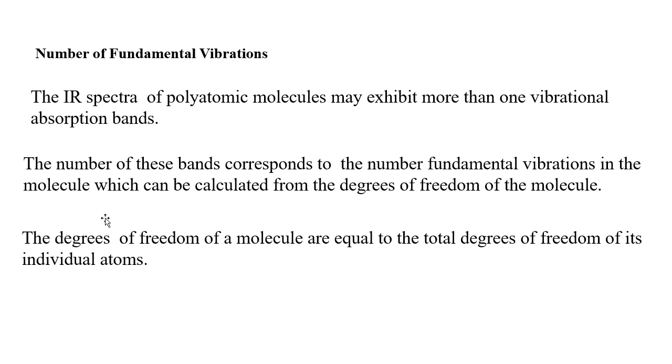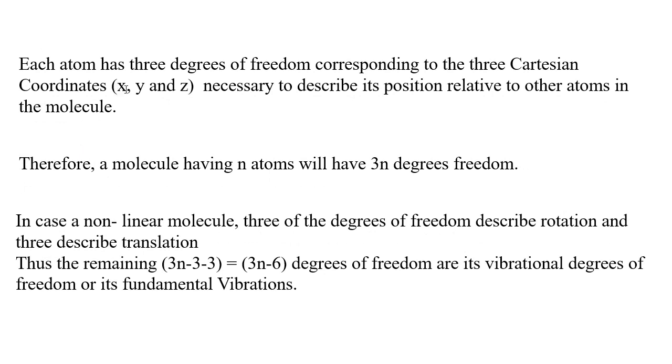The degrees of freedom of a molecule are equal to the total degrees of freedom of its individual atoms. Each atom has 3 degrees of freedom corresponding to the 3 Cartesian coordinates x, y and z necessary to describe its position relative to other atoms in the molecule.